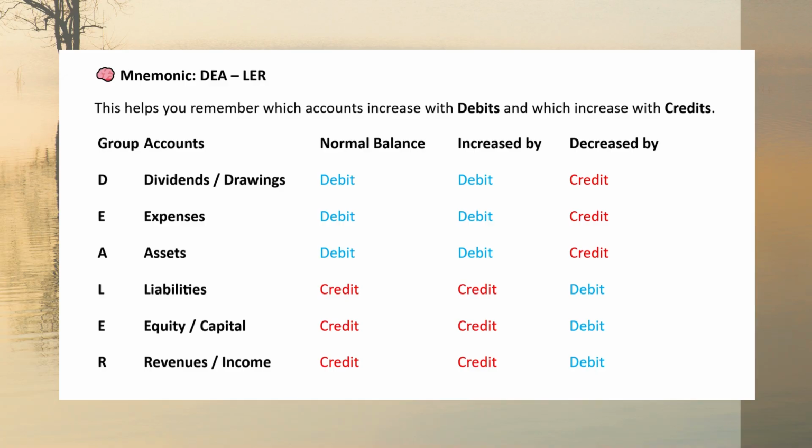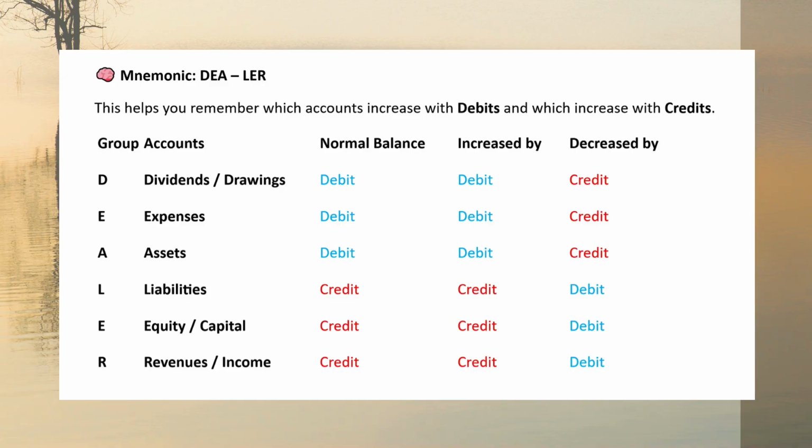Now let's look at the right side: LER. L is for liabilities. E is for equity, also called capital. R is for revenue or income. These accounts have a normal balance on the credit side. That means, to increase these accounts, you credit them. To decrease them, you debit. Example: if a business takes out a loan, a liability, we increase the liability with a credit. Or when it earns money from sales, revenue, we credit the revenue account.